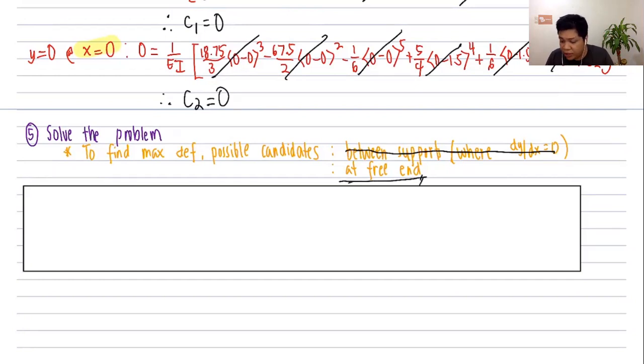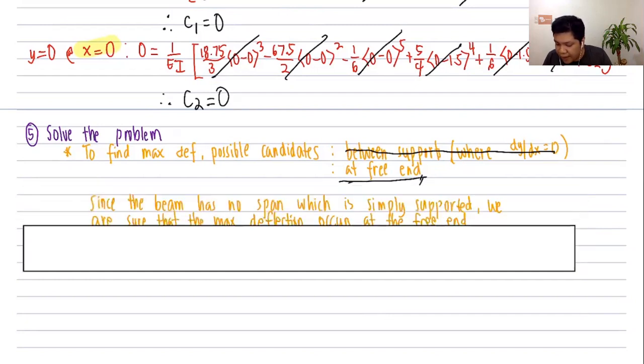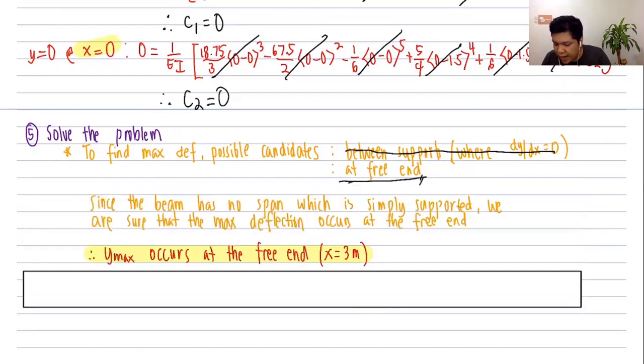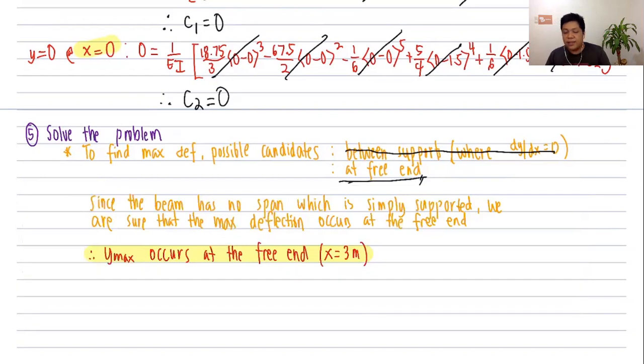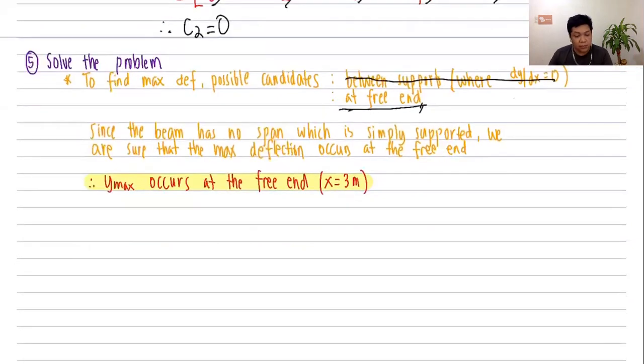We already know the location of the free end. Y max occurs at the free end or at x equal to 3. Therefore, going back, I can now use equation A. So I will be solving Y max, or the maximum deflection. Again, when we say maximum deflection, we're only dealing with the magnitude. So the maximum deflection at x equal to 3, or the free end.